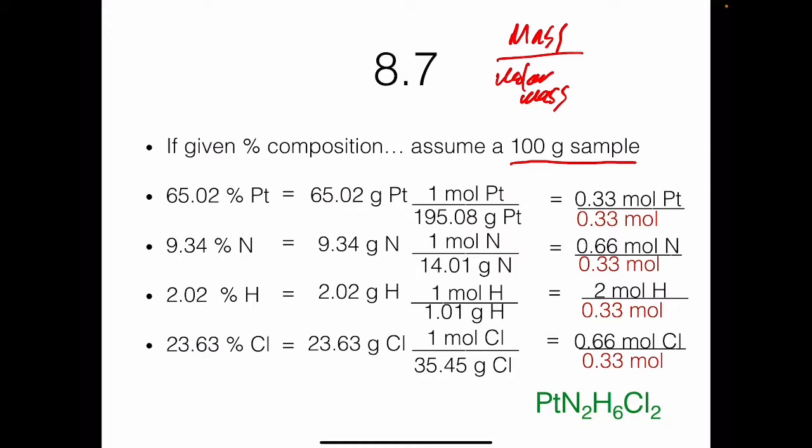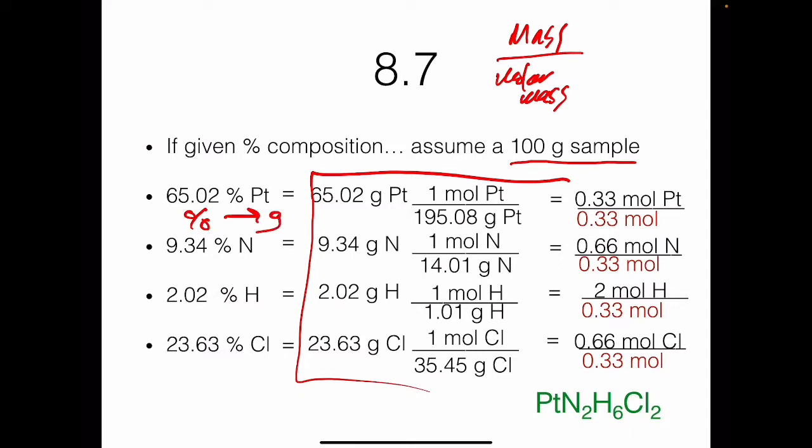So this is our empirical formula based on percent composition. This part was exactly the same as what we did just a minute ago. The only difference was converting percent to grams, and all we did was change the unit because we were assuming that we had 100 grams of sample.